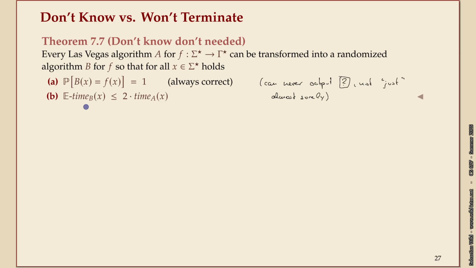We have to pay a little bit for this. So the expected time that our new algorithm takes is bounded in terms of twice the time that the algorithm previously took. But we only get a guarantee for the expected time. But still, that's often good enough, I guess. And the algorithm is still a Las Vegas algorithm, so it still terminates almost surely. You'll see how this works in full generality in the exercises. It's, I think, an insightful little construction.